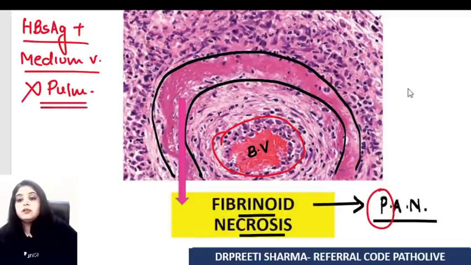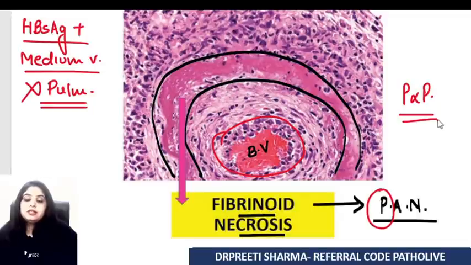So P is not for P is how we learn it, and that's a very famous question that you get in the paper. 30% of the cases are hepatitis B positive. Most of the medium vessels like kidney, like GIT, all of them will be affected, but pulmonary system will not be affected. And the necrosis that it shows us is the fibrinoid necrosis.